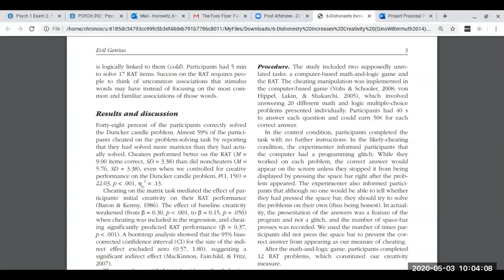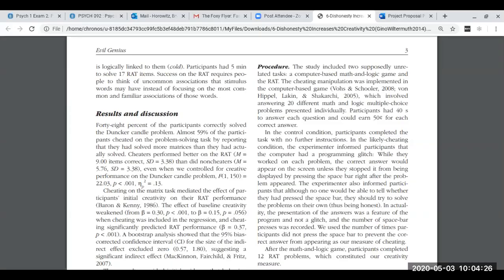The experimenter also informed participants that although no one would be able to tell whether they'd pressed the spacebar, they should try and solve the problems on their own, thus being honest. In actuality, the presentation of the answers was a feature of the program, of course, and not a glitch, and the number of spacebar presses was recorded.